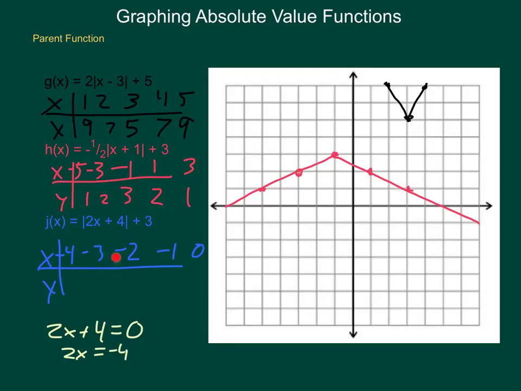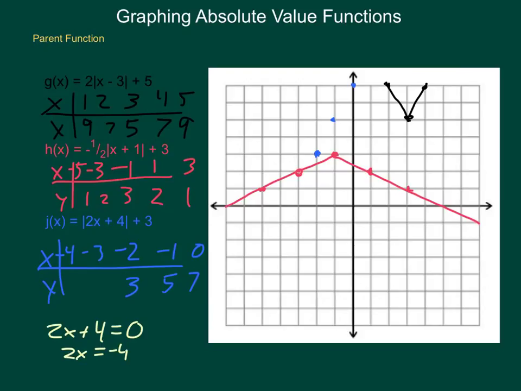And now, running it through, negative 2 times 2 is negative 4. Plus 4 is 0. 0 plus 3 is 3. So I have negative 2, positive 3 as a point. That's going to be my vertex. Now using the 1, or negative 1, negative 2 times 1 is negative 2, plus 4 is 2. 2 plus 3 is 5. And 0, 2 times 0 is 0, plus 4 is 4. 4 plus 3 is 7.